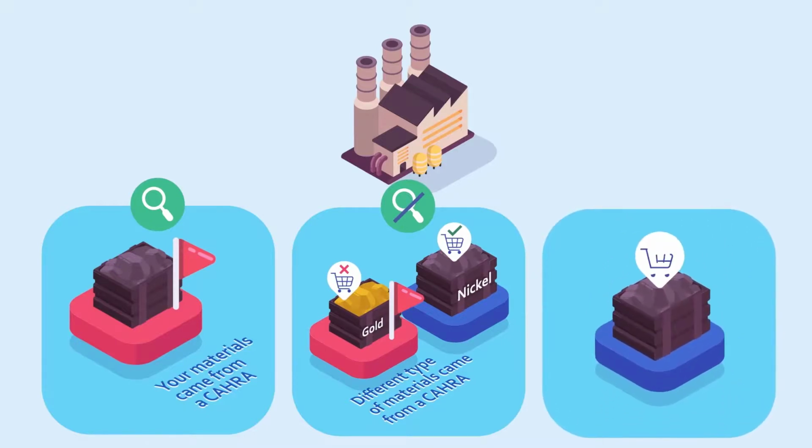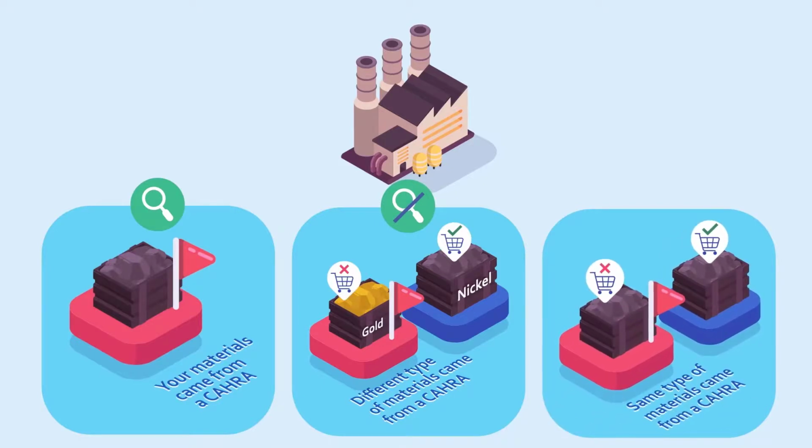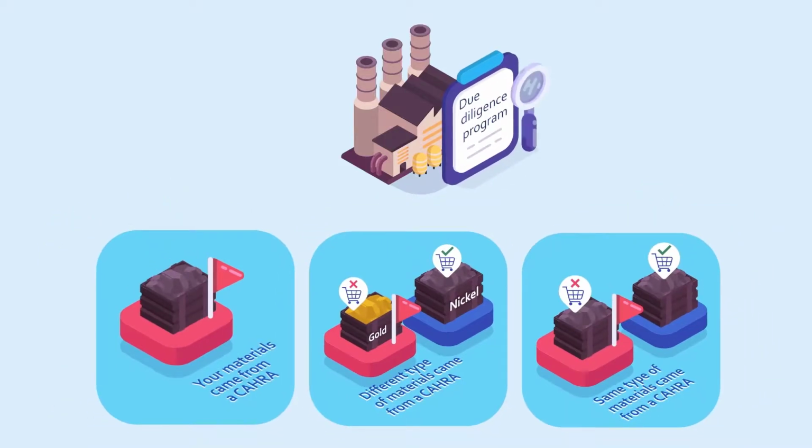The material you sourced didn't come from a CAHRA, but the supplier produces the same material in a CAHRA. In this case, you need to conduct further due diligence to confirm that the materials you received didn't come from that CAHRA. To provide assurance, you'd need to confirm that the supplier has a due diligence program covering all their operations, even those not directly related to you.